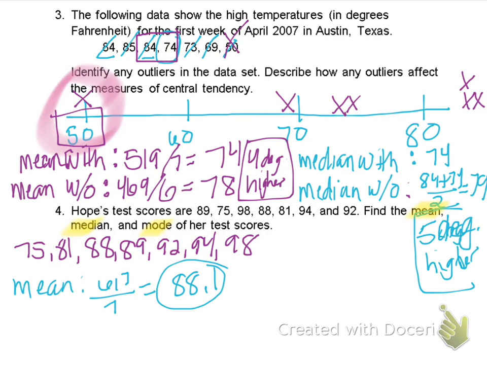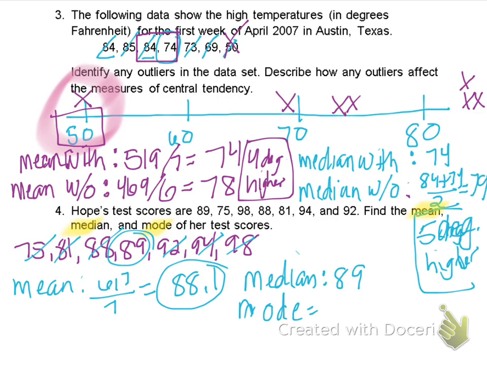And the median, I need to find the middle, so I'm going to cross off, and that gives me 89. And none of these scores are repeated, so that means for mode, it just equals none. There is no mode. They're each listed an equal amount of times. So those are our answers for that question.